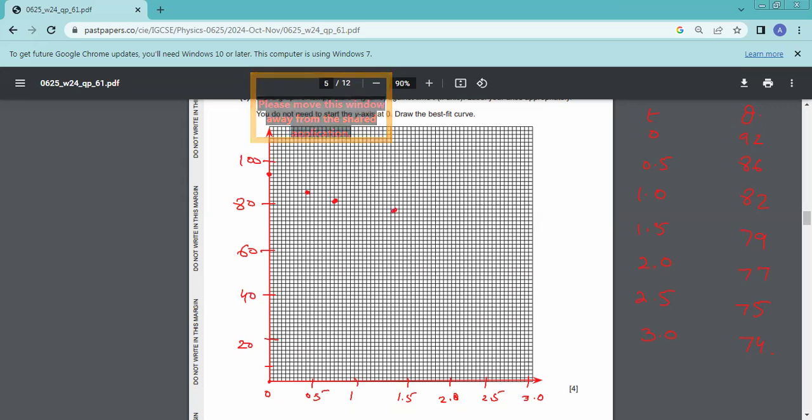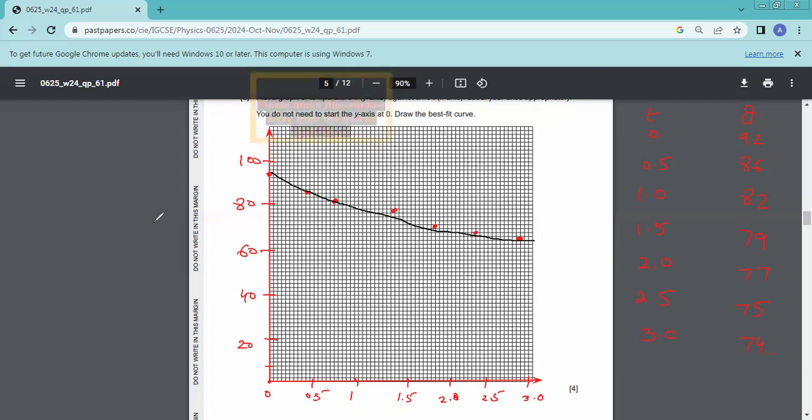And at 2.0, the value is 77. So yeah, this will be here. And then at 2.5, the value is 75. So again, this is the point. And then at 3.0, the value is 74. So that's almost the best curve. So let me just join the values to make a graph. We are going to join all the nodes to make the best curve. This is how we have to make the curve.